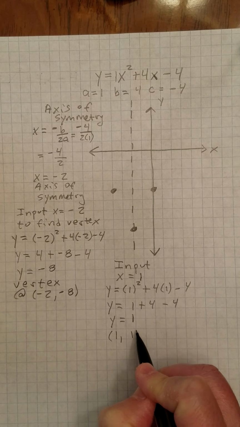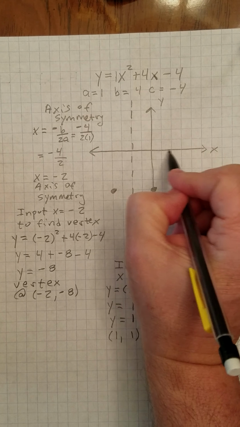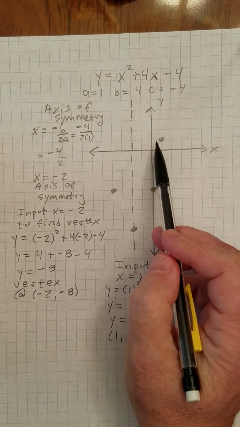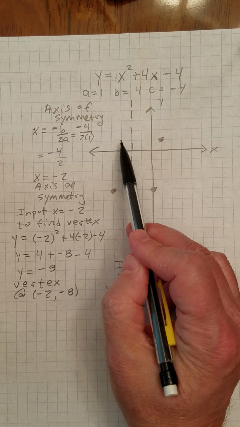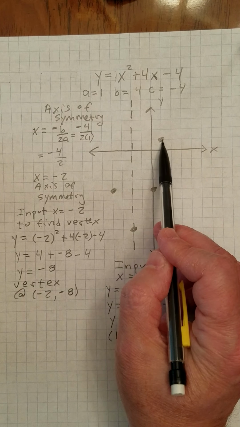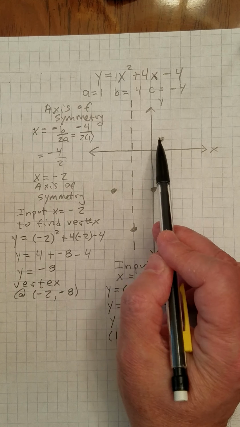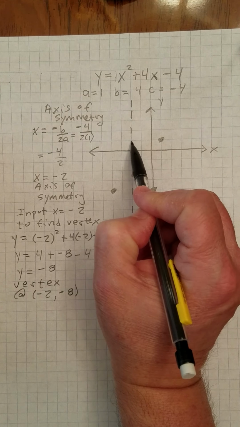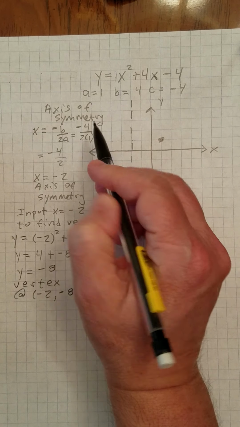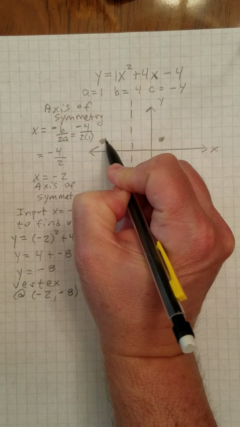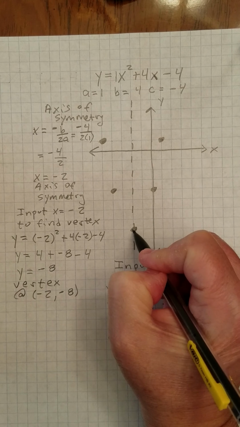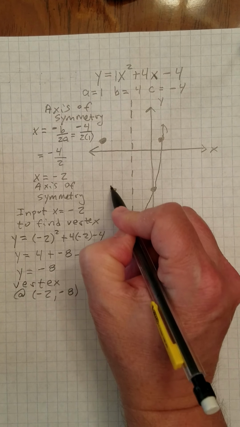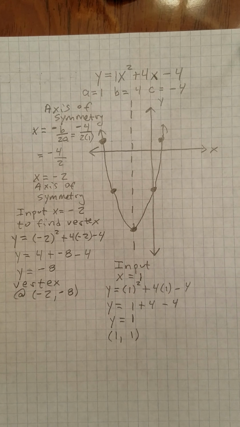So when the input is 1, the output is 1. 1, comma, 1. Plot that, 1, 1, and then we're going to reflect this point across the line of symmetry. This point is 1, 2, 3 units to the right. So the symmetry point, the reflection point, is going to be 1, 2, 3 units to the left. And then we're just going to draw as good of a curve as we can. My artwork is not very good. And that's it.